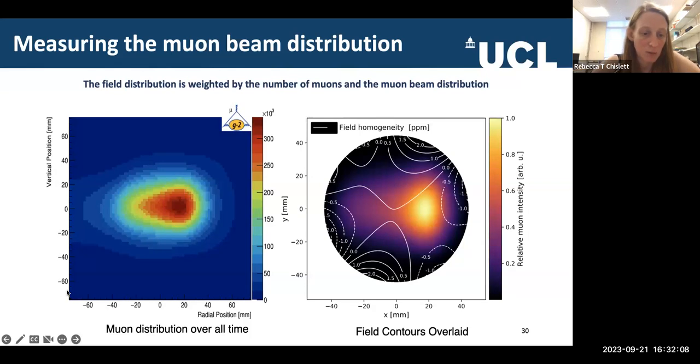So you can see this in the plot on the left. This is the muon beam distribution across the whole time in the fill. And then on the right, it has the magnetic field overlaid. And so by convoluting those two, you get a measurement of the field the muon has experienced.